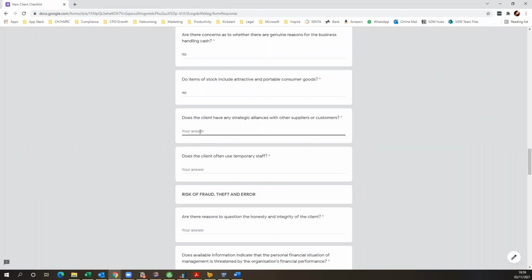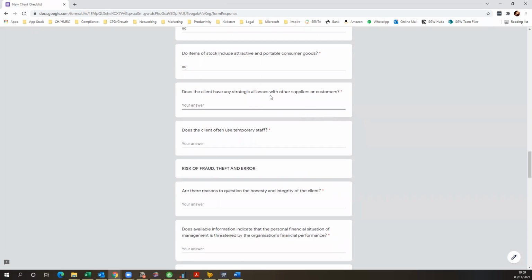Does the client have any strategic alliances with any other suppliers or customers? I'm not entirely sure what that's actually after. I think it's not necessarily that there is a problem with having strategic alliances. It's just that we're aware of them. And if that does represent an issue, then obviously we need to write it in there and decide whether that's enough to push it into high risk.